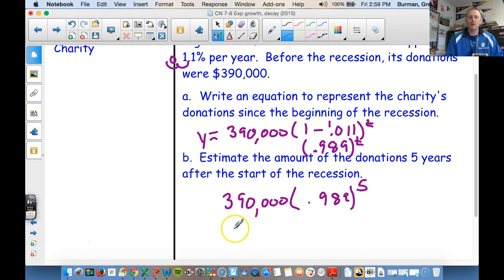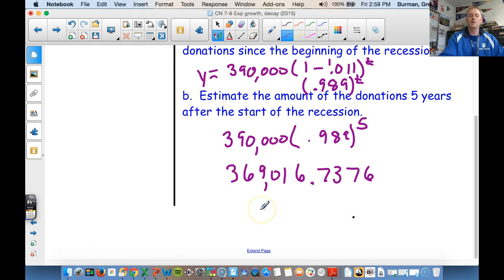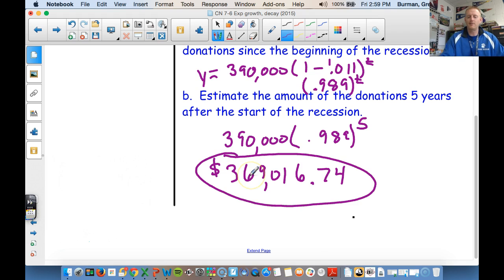And we get the answer of 369,016.7376. Now this is money again, so we're going to round to the nearest penny. So this is going to turn into 369,016.74. Again, when we're dealing with this stuff, you should recognize that there is a pattern here, that the number is decreasing because it's decay. On the first problem, it was increasing because it is growth.